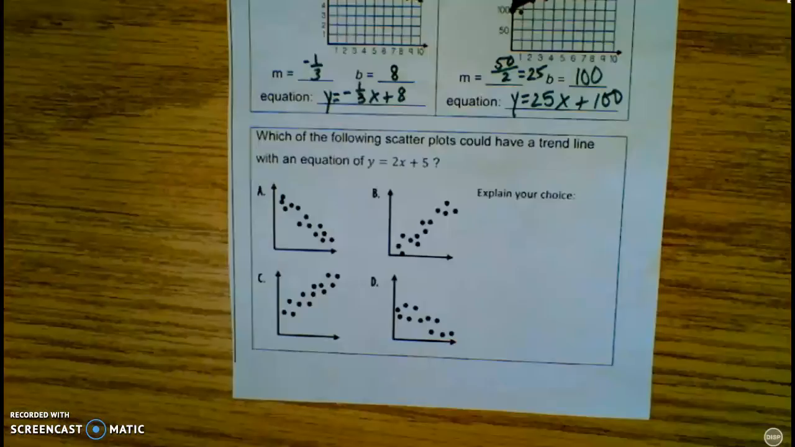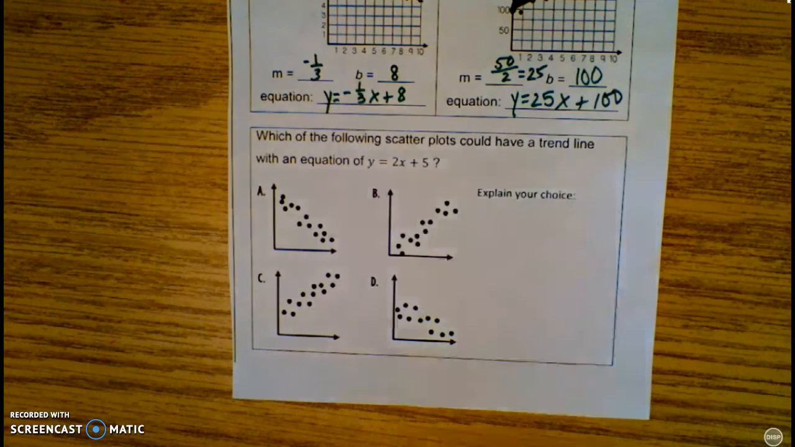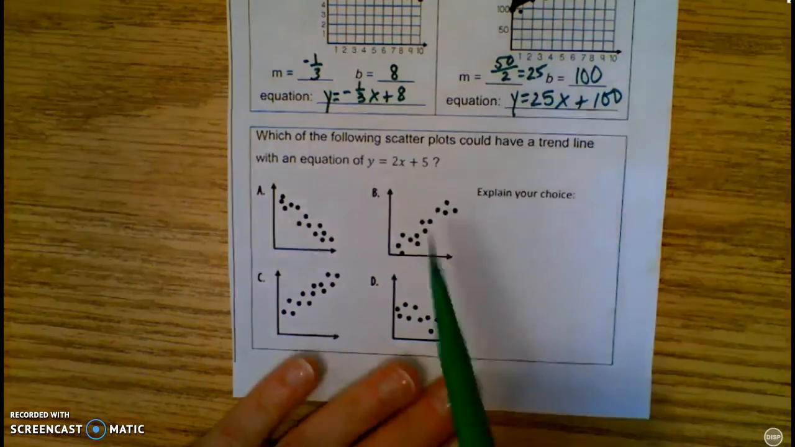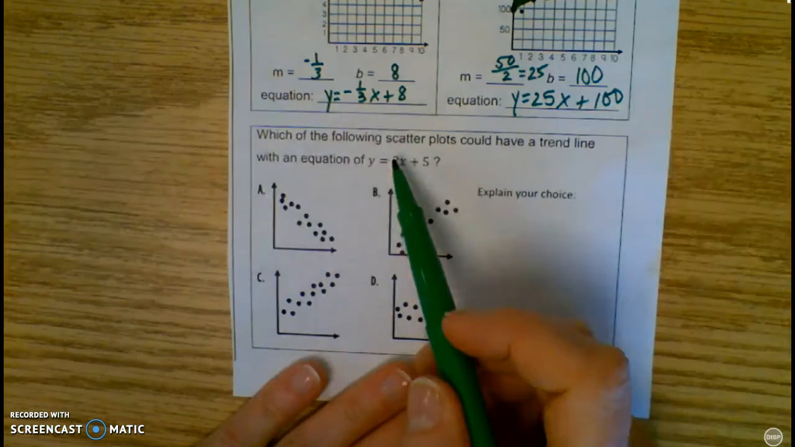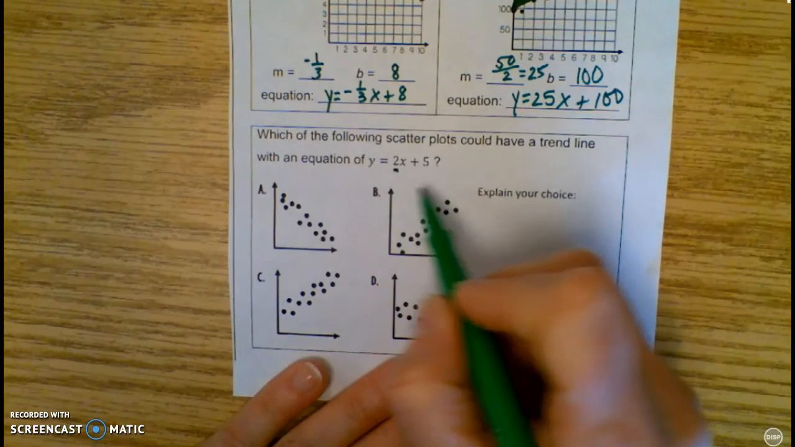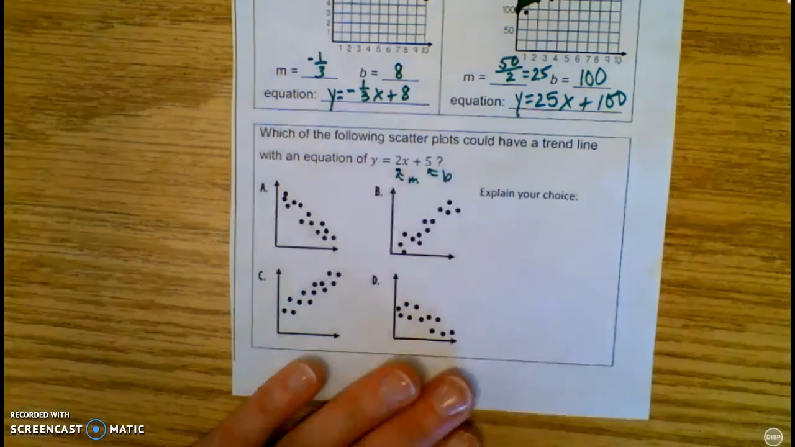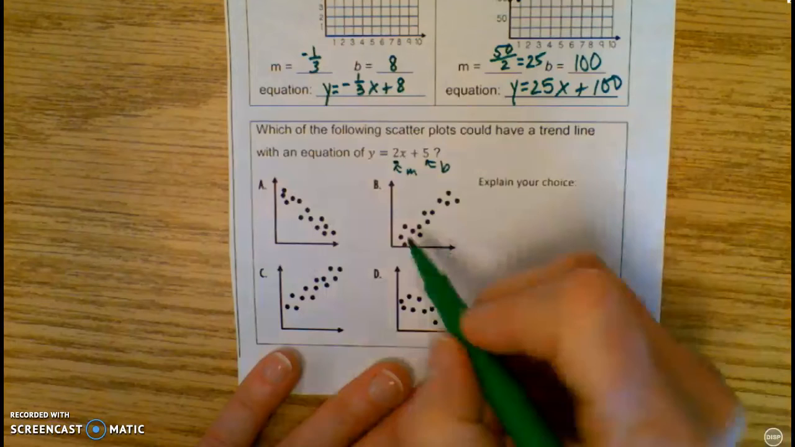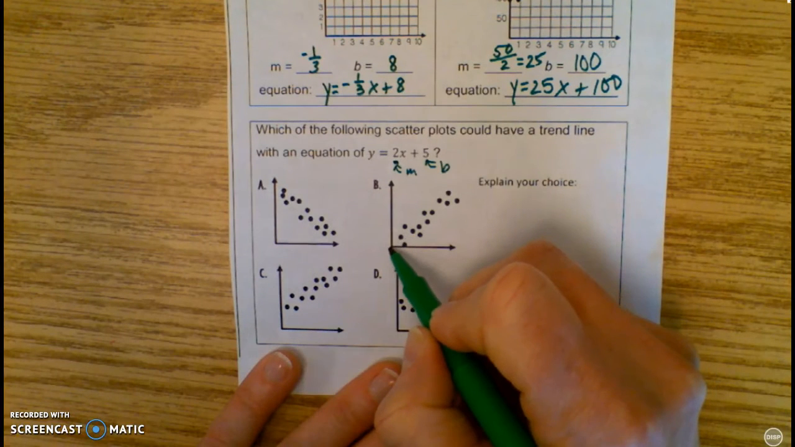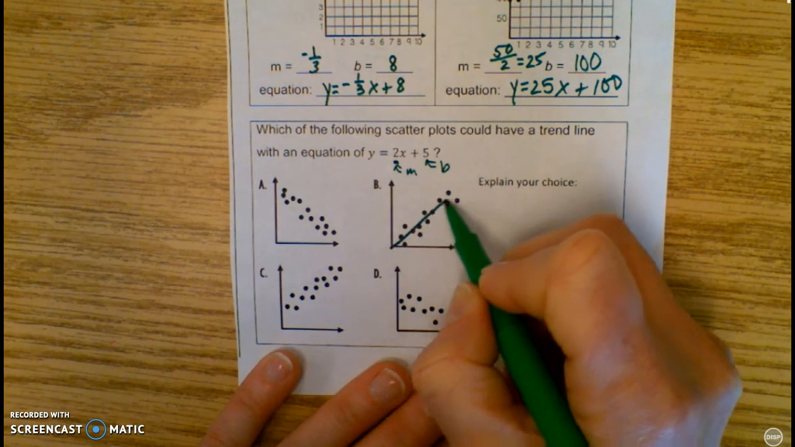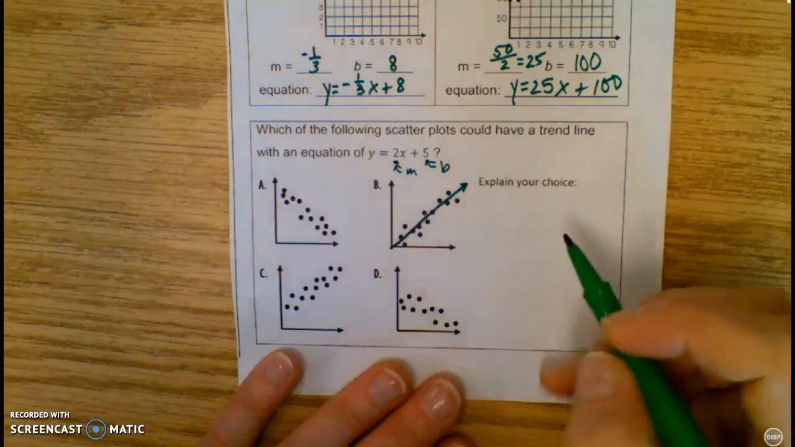So guys, this question down here at the bottom gave us some multiple choice options, and it says which of the following scatter plots could have this equation as our trend line. So make sure you remember which is which in a trend line. This is your slope, and this is your y-intercept. So guys, if I was to sketch on here where I thought the trend line would be, I have to get it lined up in the middle of the points.